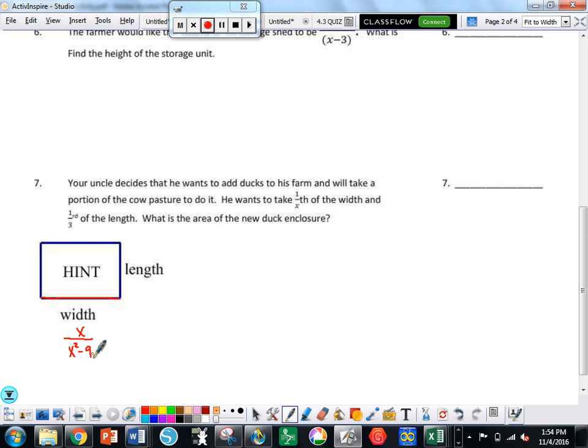I think I actually did this one wrong, but I have to do it. I'm glad we're doing this together. This length is x squared minus 3x over 9.